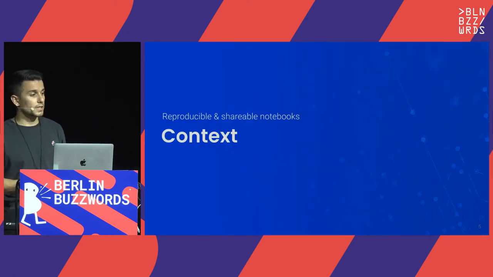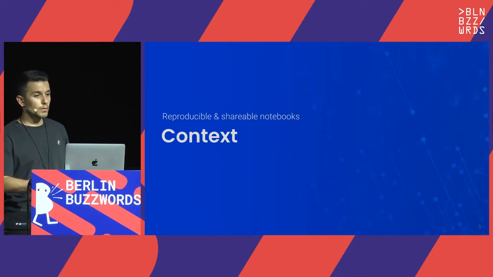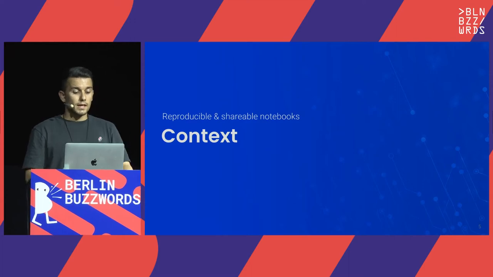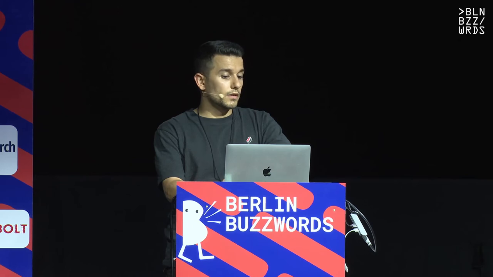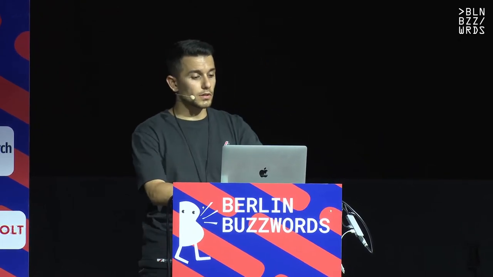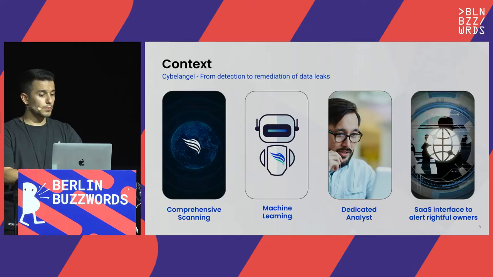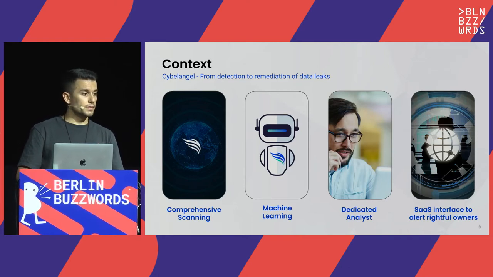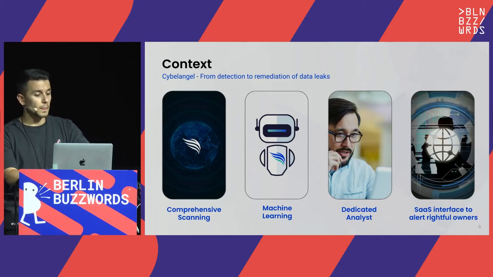Okay, so first, some context. What kind of company are we working in? What kind of evolution did we face? And what these evolutions brought as challenges. CybelAngel is a cybersecurity scale-up whose job is to protect companies from external cyber threats. So basically, we scan every layer of the internet in order to find sensitive data leaks belonging to our clients.